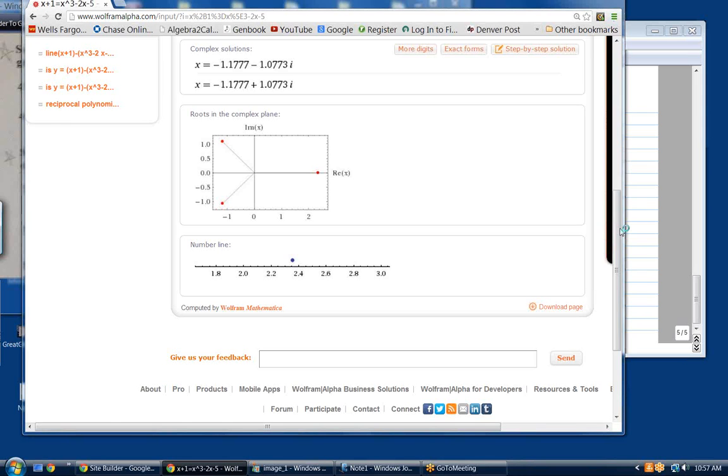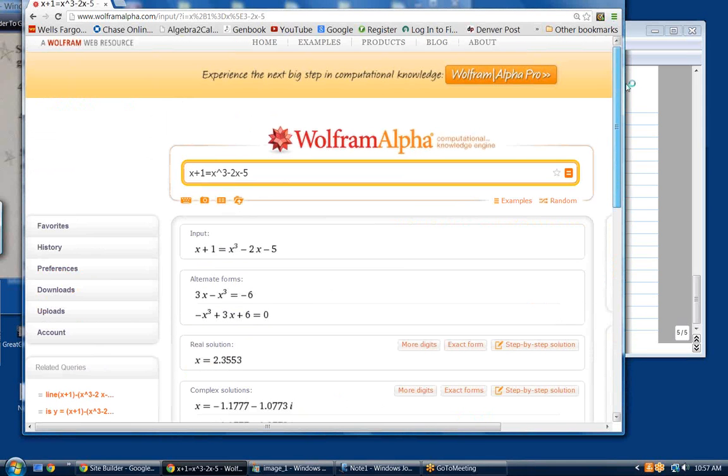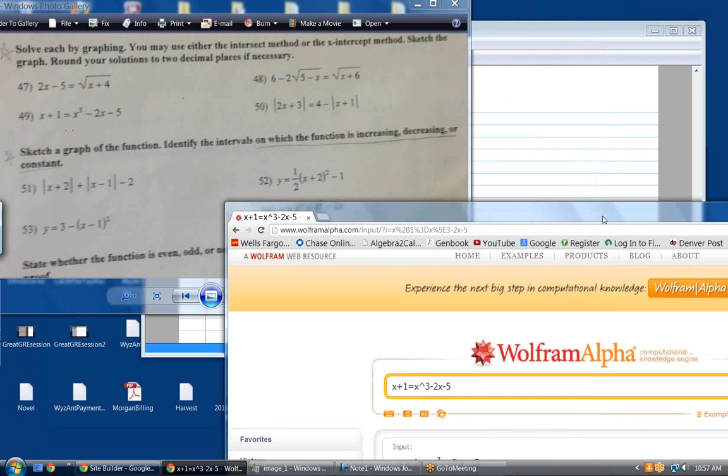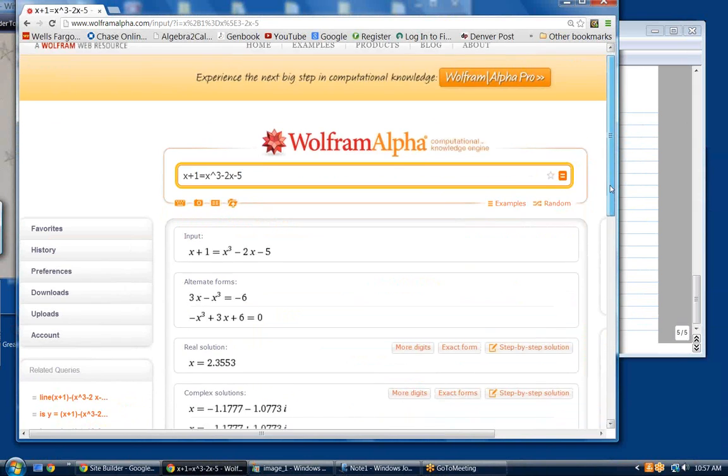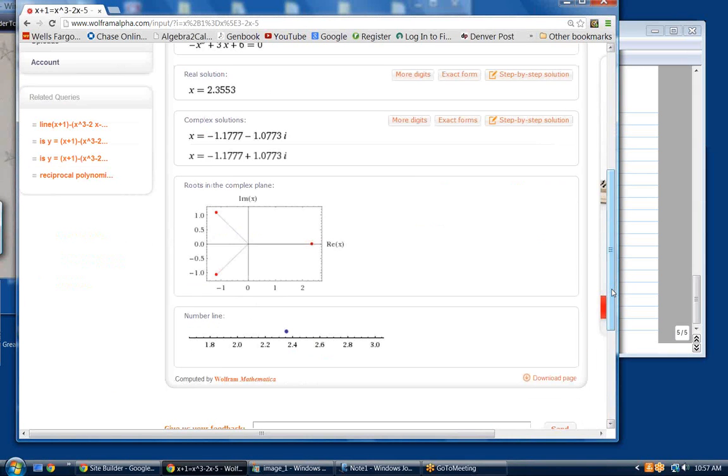Hold on, did I type this in wrong? X plus 1 equals x cubed minus 2x minus 5. Okay. The solution is where these two intersect. Well, notice that the roots of this thing, here we have a real solution, 2.355.